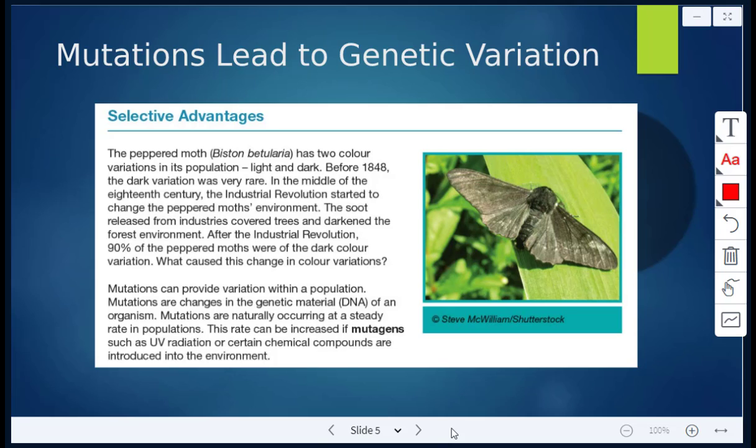So what caused this change in color variation? It was because of the change in their environment. The darker colored moths were now able to survive because they could blend in with the darker forest, darker because the soot was covering the bark of the trees. So mutations can provide variation within a population. Mutations are changes in the genetic material or the DNA of an organism, and they occur naturally at a steady rate in populations. The rate can be increased if mutagens such as UV radiation or chemical compounds are introduced into the environment.